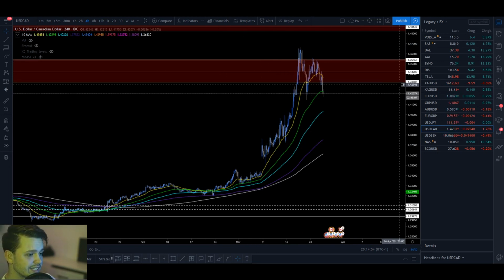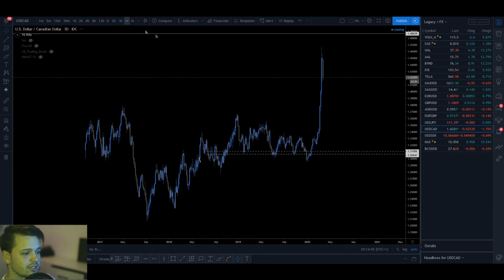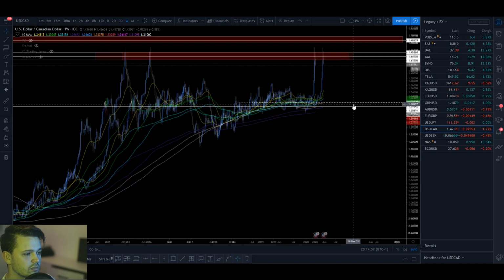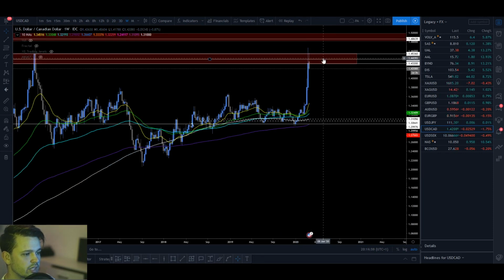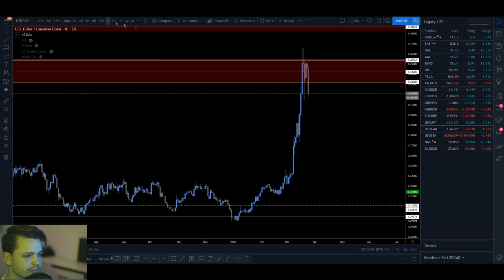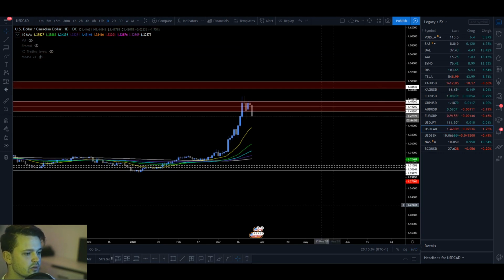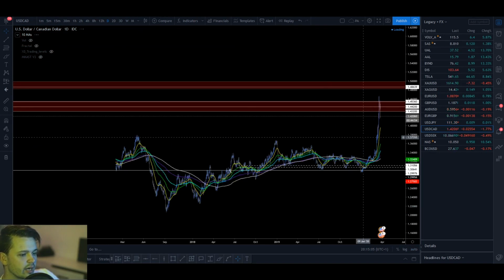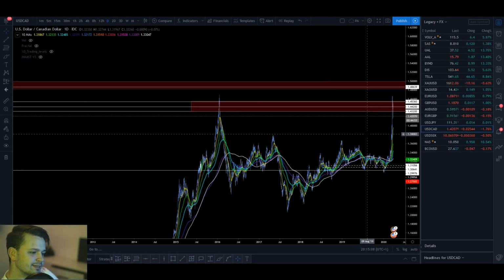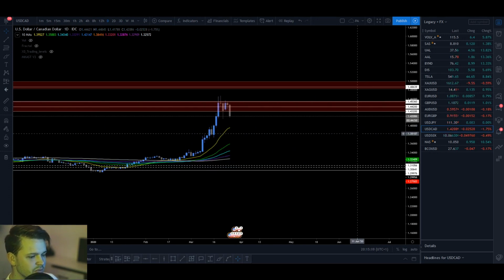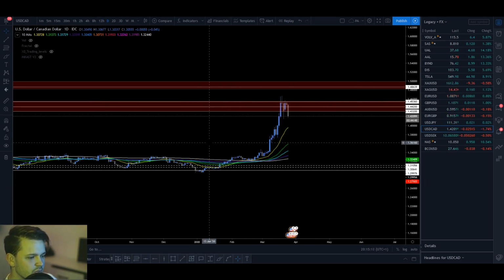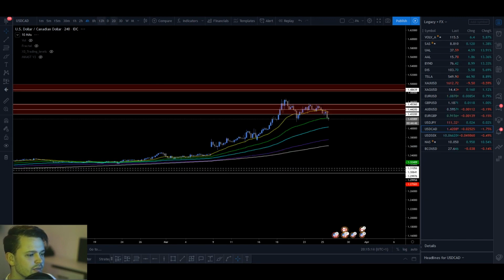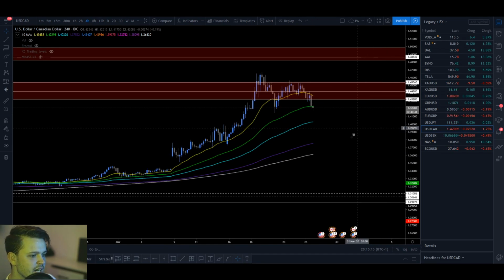US dollar versus the Canadian dollar. We are getting rejected by high time frame resistance, right? Pretty obvious reaction right here. So this looks interesting, right? We might get a move down to the 21 EMA. It's in the 4 hour. The trend is obviously down.